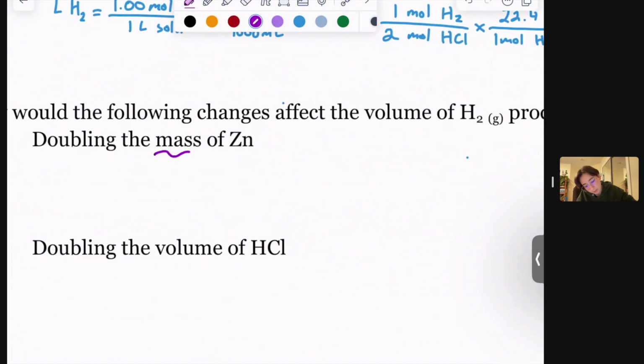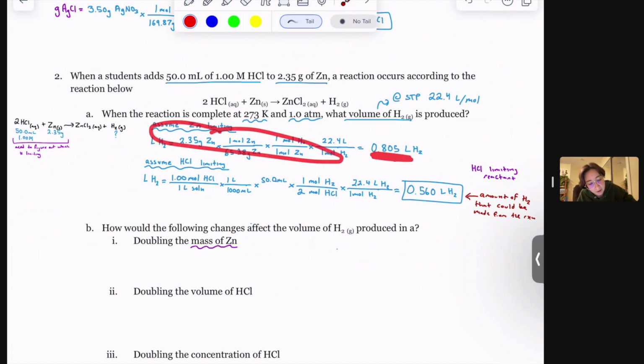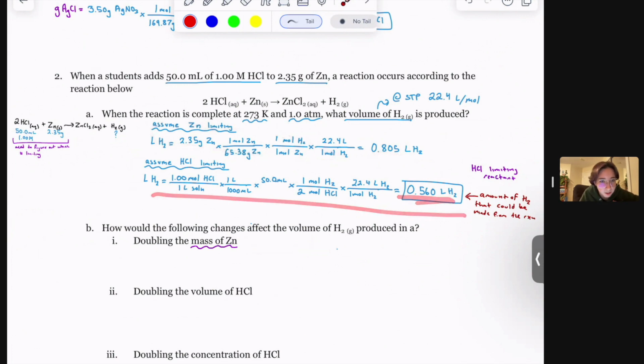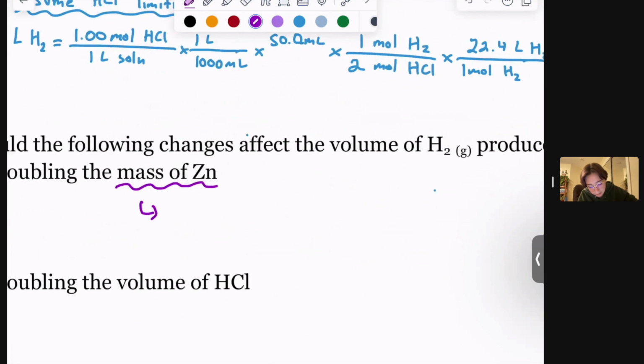Okay, let's think about this. If I doubled the mass of zinc, this is where the concept of limiting and excess reactant comes in. Zinc was my excess, right? I never got to use it all up. I never got to make this much hydrogen because I ran out of HCl. I only actually made this much hydrogen. Zinc was my excess. I had plenty of it already. So if I already have zinc left over and I just add twice as much of it, it's not going to change my yield. It's not going to change how much H2 I get to make because I already had excess of it. So this was my excess reactant.